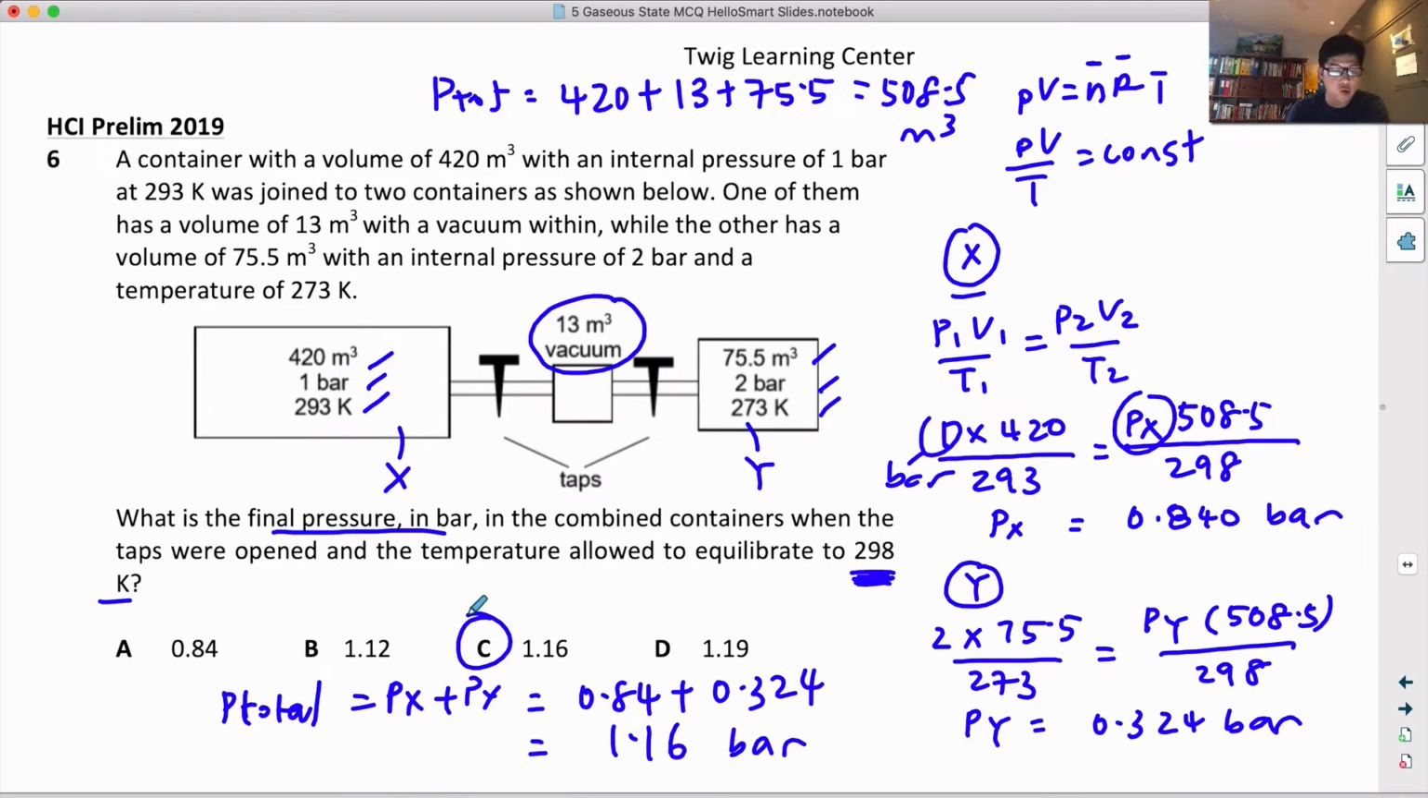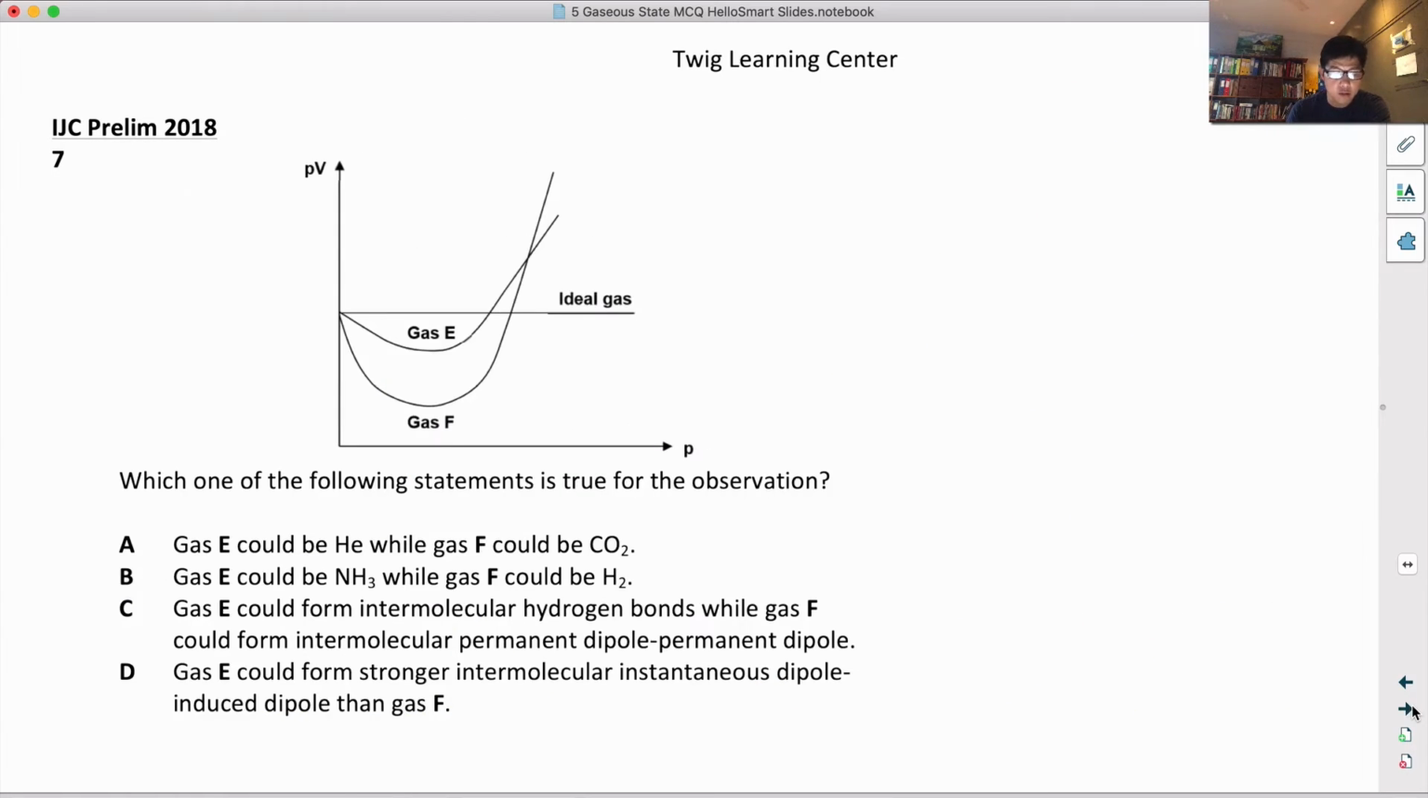Let's move on to the next question. Question 7. I think this one is still quite okay. Gas F deviates more from ideal behavior, and gas E deviates less. If gas F deviates more, it means it has more significant intermolecular force of attraction compared to gas E. So we should look at the options. Gas E could be helium while F could be CO2.